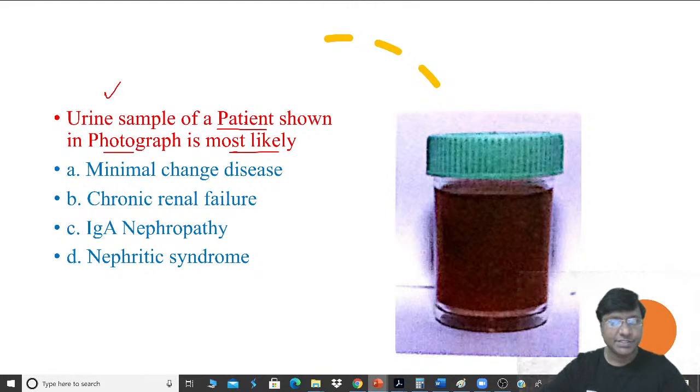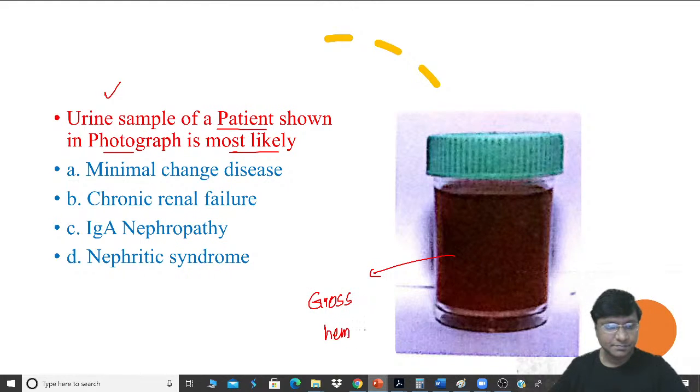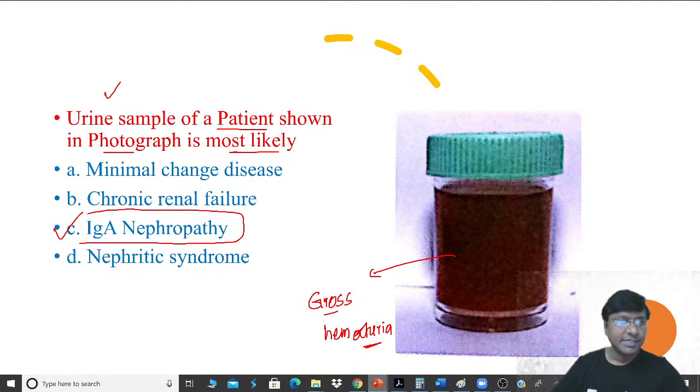No, it is not nephritic syndrome. See, what does this patient have? This patient has gross hematuria. Among the options given to you, where you will have gross hematuria is in patients with IgA nephropathy. In all the types of nephritic syndrome you will not have gross hematuria, but in IgA nephropathy definitely you will see gross hematuria. So the answer here is IgA nephropathy, but not nephritic syndrome.